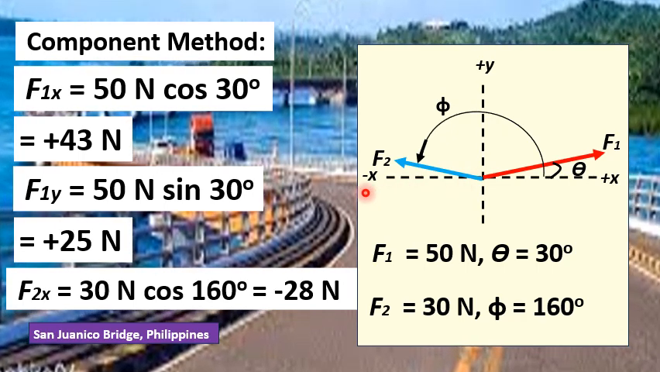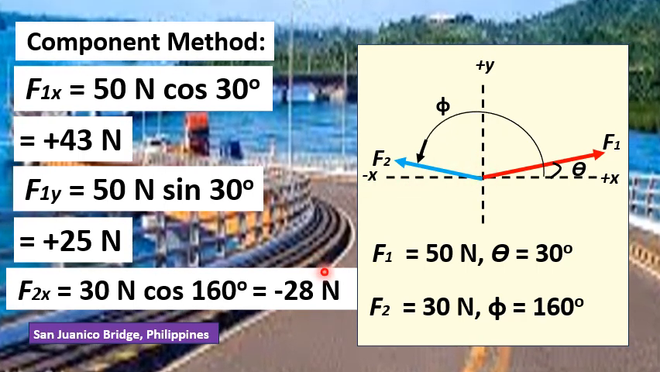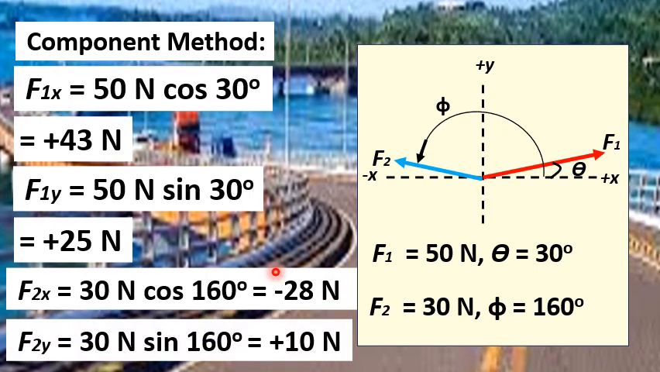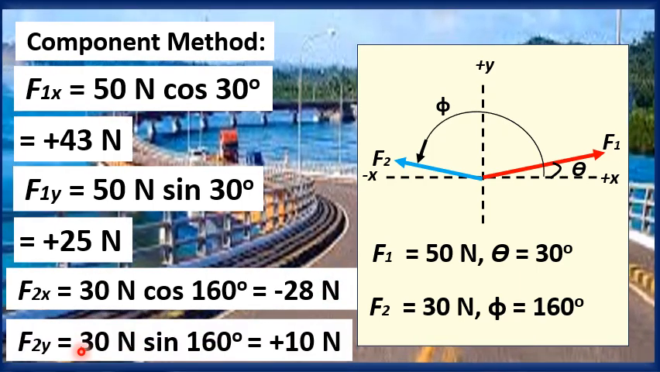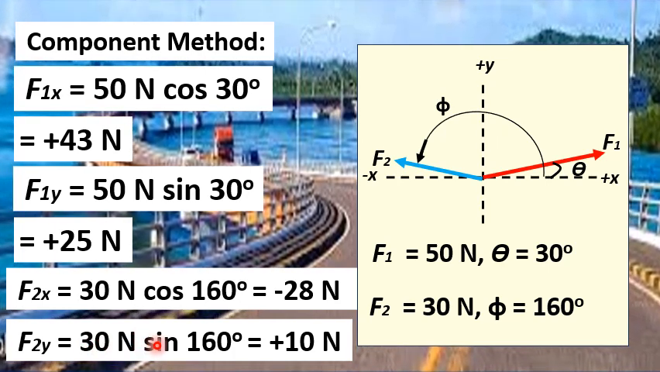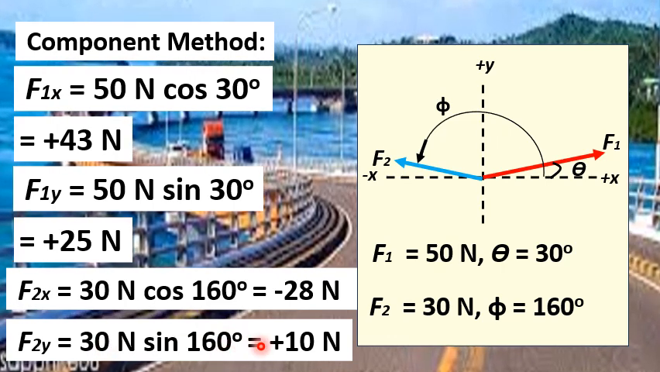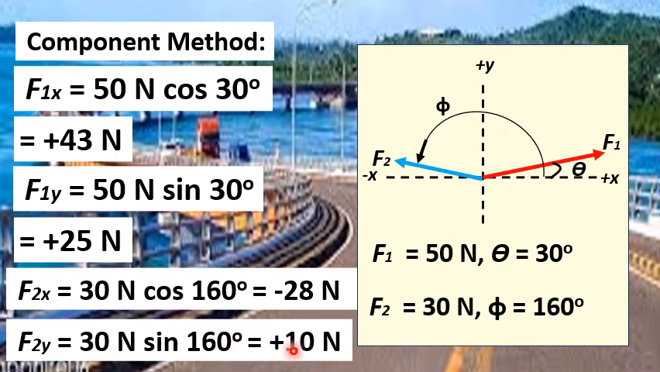And lastly, for the y component, F sub 2y, we just use the sine of the angle 160 degrees and then multiply it by 30 newtons, we will get positive 10 newtons.